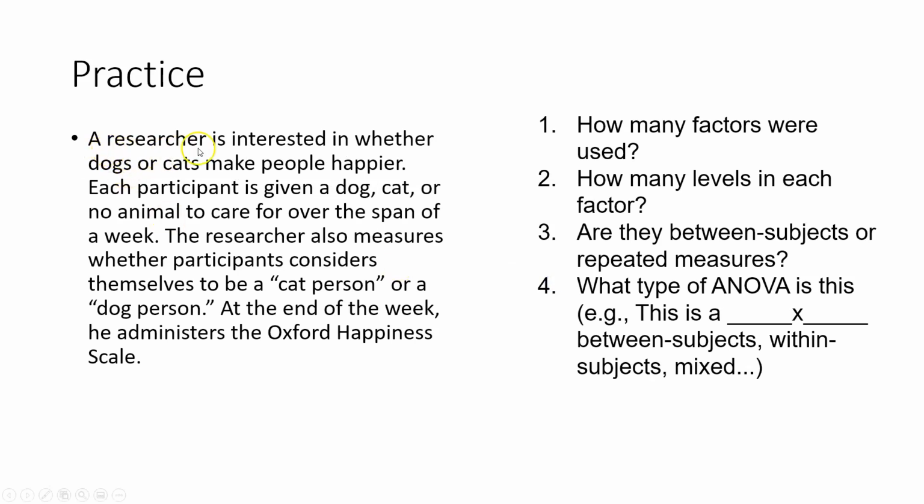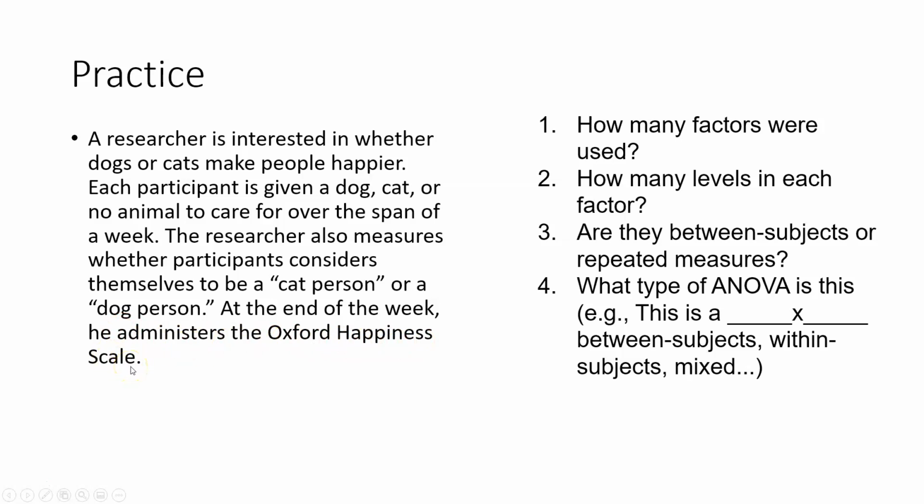So the first one: a researcher is interested in whether dogs or cats make people happier. Each participant is given a dog, cat, or no animal to care for over the span of a week. The researcher also measures whether participants consider themselves to be a cat person or a dog person. At the end of the week, he administers the Oxford Happiness Scale.